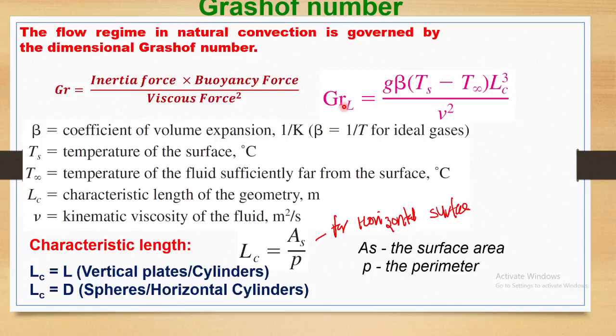Now, significance of the Grashof number. The Grashof number plays the same role as that played by Reynolds number in case of forced convection. That is, value of Grashof number decides the type of flow in case of free convection. Whether flow will be laminar or turbulent can be decided by the value of Grashof number.